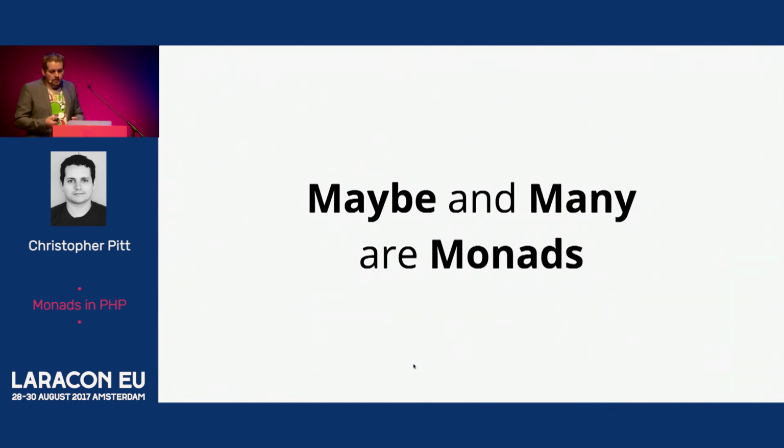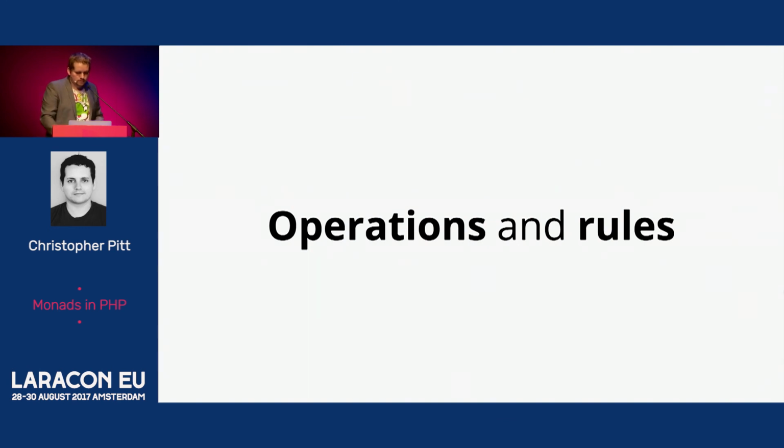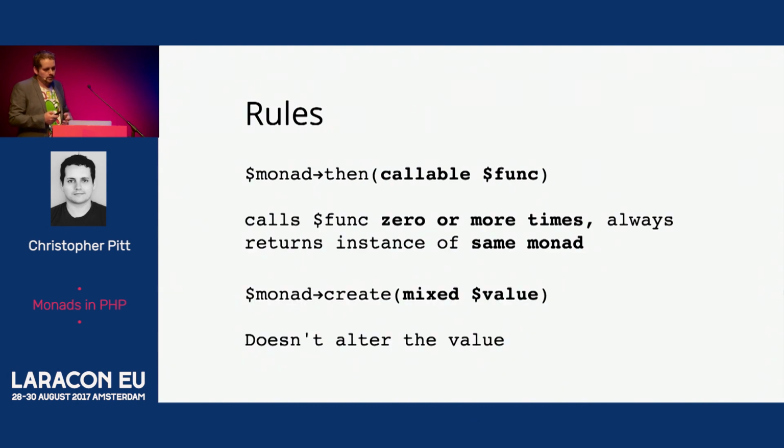Maybe and many are monads. They, in essence, because of their operations and rules, are an abstract data type. Just to look at what those operations and rules are again, for a monad, typically, it has the operations of being able to create an instance of itself with some input values, and then do something with those values. But not just do something with those values. When you call then on a monad, it should run that function 0 or more times, and always returns an instance of the same type as itself.